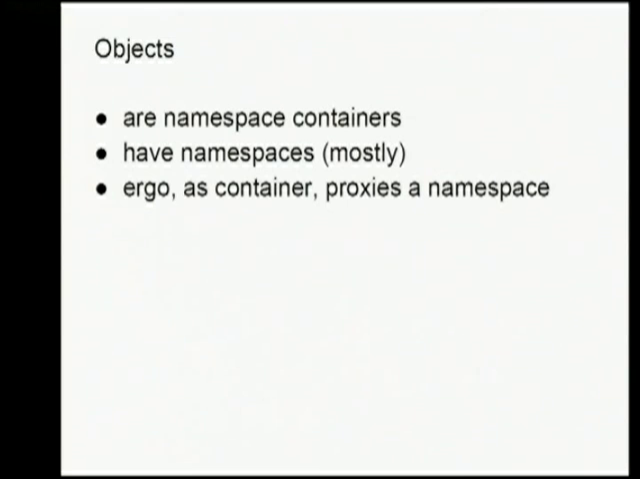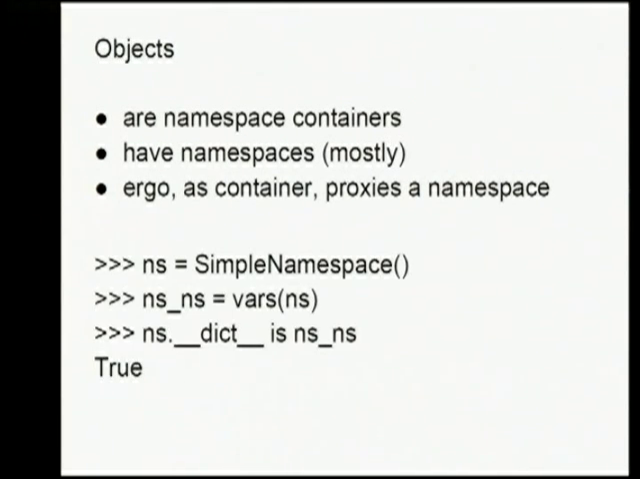Now, objects are a big deal in Python. And they're all about namespaces. They contain namespaces. They often have namespaces, the dunder dict. If we look at a simple namespace, if we call vars on it, that just looks up the dunder dict and gives it back to us. And then we can check, and it says, yes, the dunder dict is what got returned by vars. The underlying namespace of that simple namespace object is the dunder dict, a dictionary.